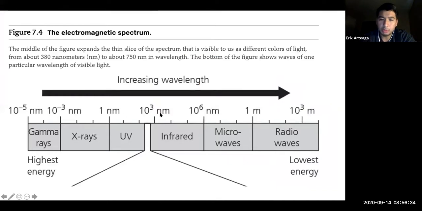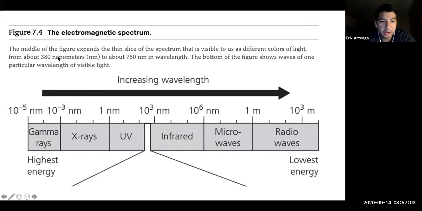All right, so it's important when we talk about photosynthesis to talk about the UV or the electromagnetic spectrum. So this is showing you where light is found in the electromagnetic spectrum, and it's right here, okay? So the middle of the figure expands a thin slice of spectrum that is visible to us. You'll see that on the next slide as different colors of light. So light is present, or light is visible.